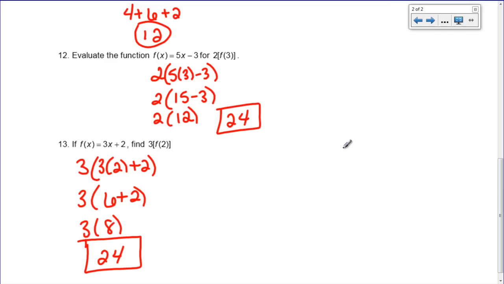So there is your practice for topic 7. Hopefully it helps you get ready for your exam.